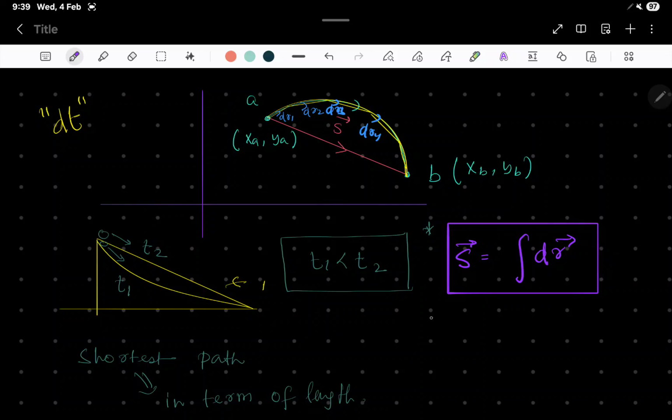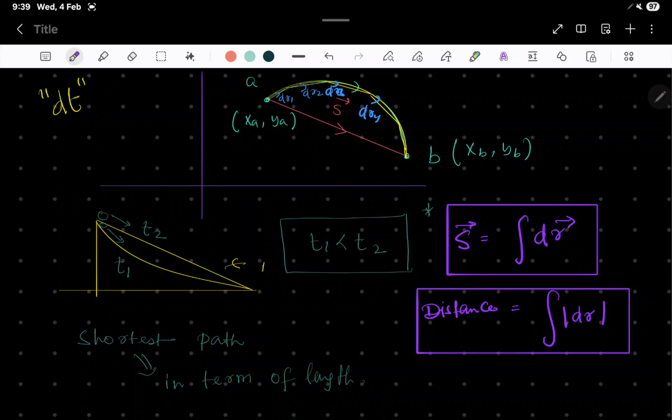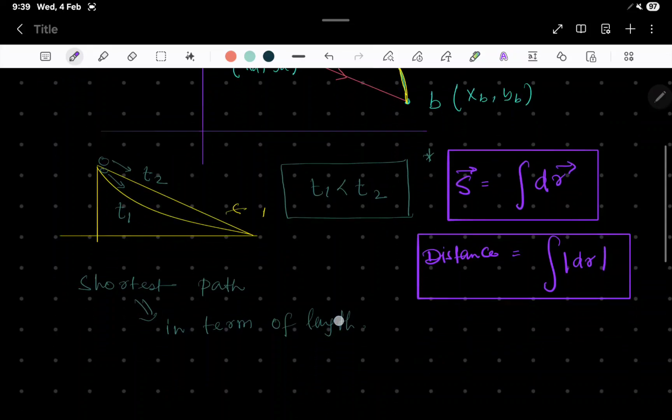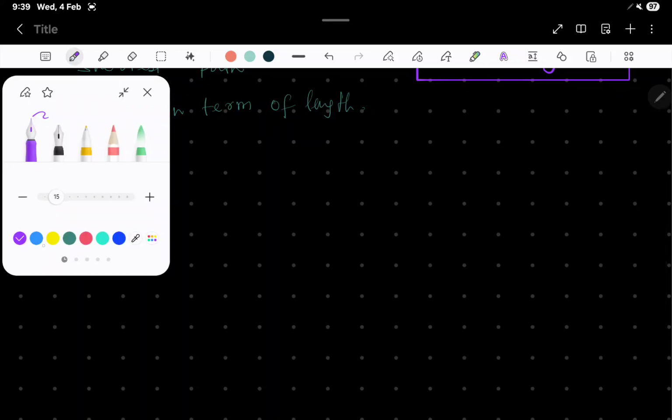But what about distance? If you want to find out distance with the help of integration, you have to do integration of the magnitude of dr. Magnitude of dr integration will give you distance but not displacement. So be aware about this, and don't get confused. We have the integration of dr vector in the first case, and we have the integration of magnitude of dr vector in the second case. Okay, fine. So let's try to do some questions about distance and displacement.